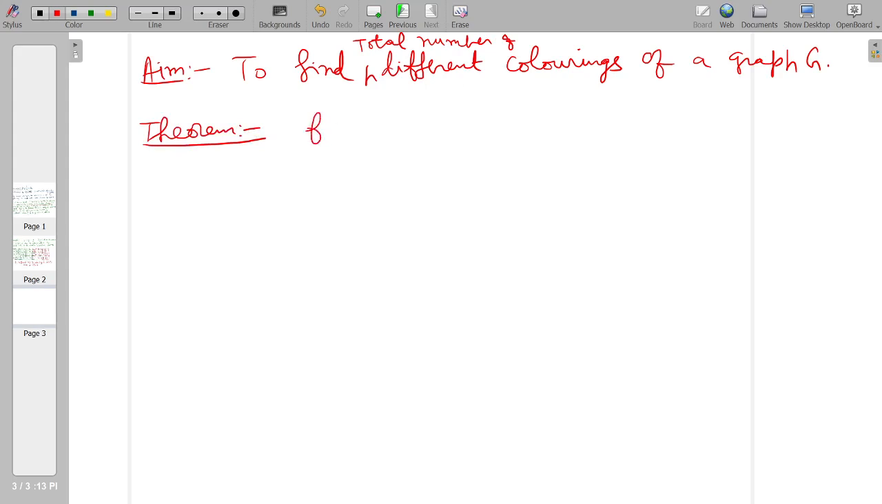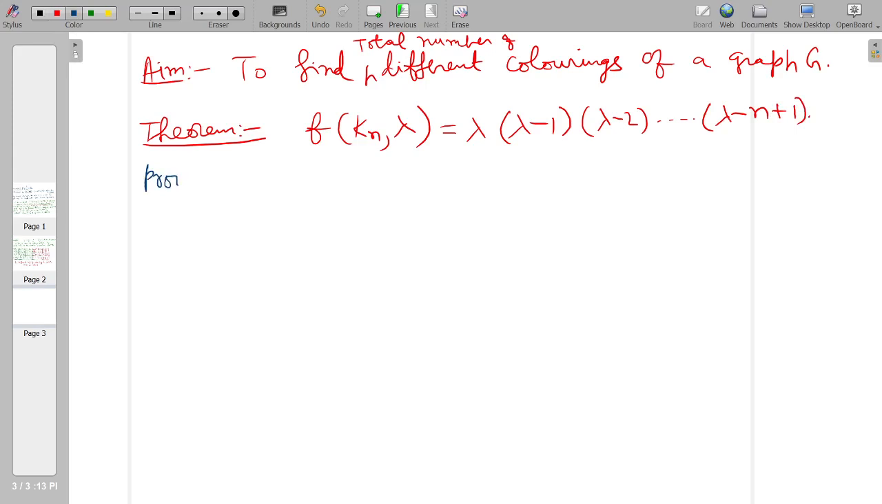Suppose I take a complete graph Kn. If I want to color the complete graph with lambda colors, then the chromatic polynomial would be lambda into lambda minus 1 into lambda minus 2, and so on, up to lambda minus n plus 1. Now I will prove this. The proof is very simple.